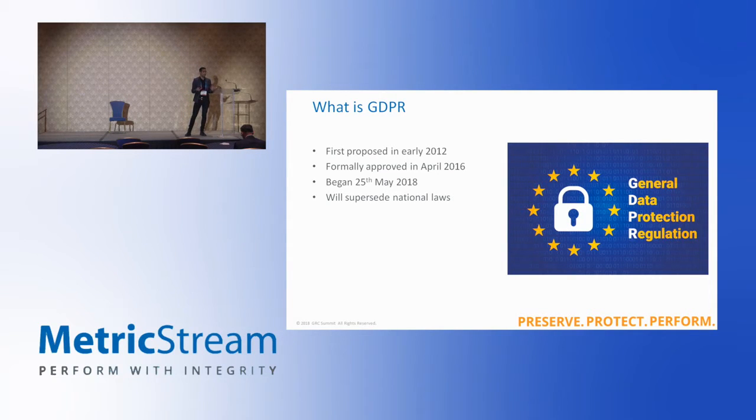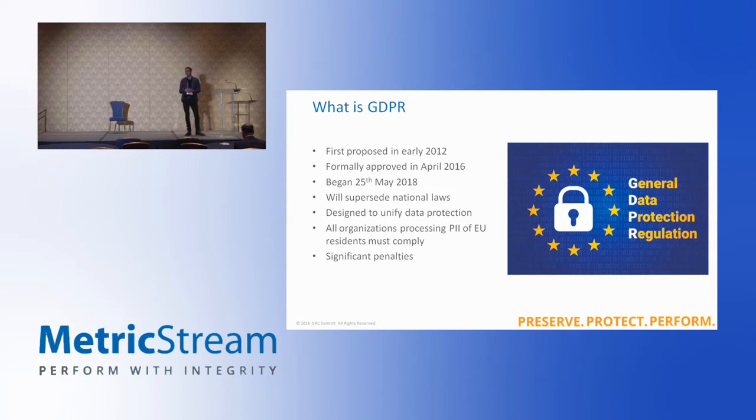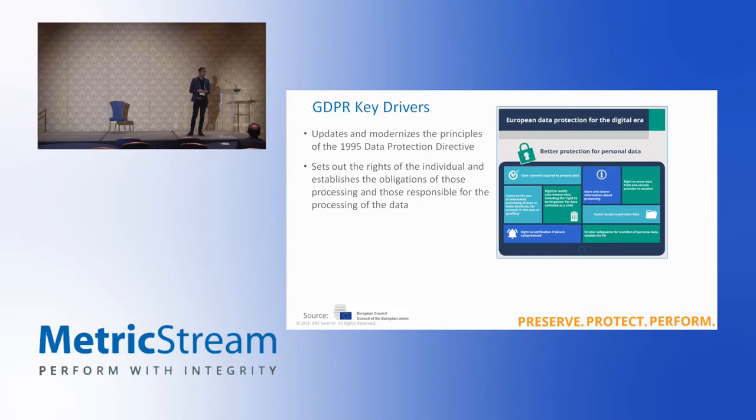It's really meant to supersede national laws around EU customers only, and it's really meant to unify a lot of the data protection. It applies to all organizations that have EU customers, and there will be significant penalties for companies that breach the regulations. I think it's around 20 million euros or 4% of the global revenue, whichever is greater. So if you think about a company like Amazon that has billions of dollars in revenue, this is going to be a huge impact for them because they obviously have customers in the EU.